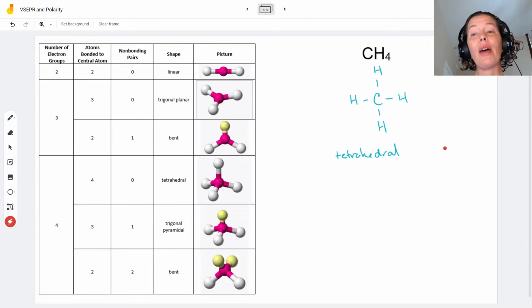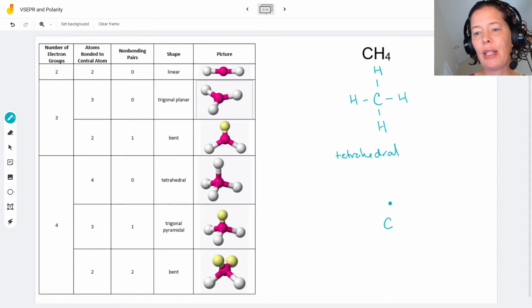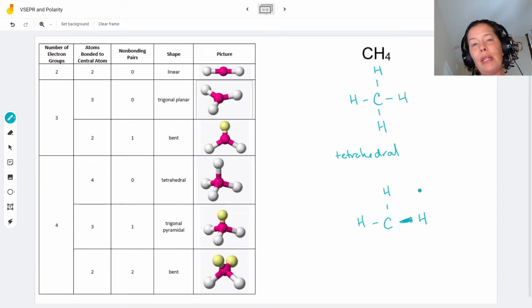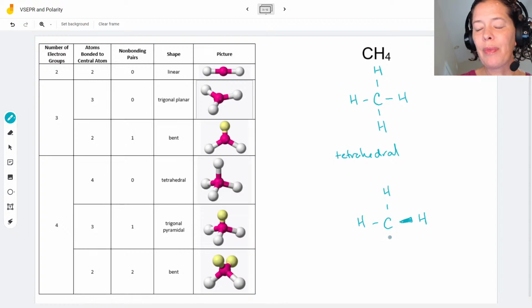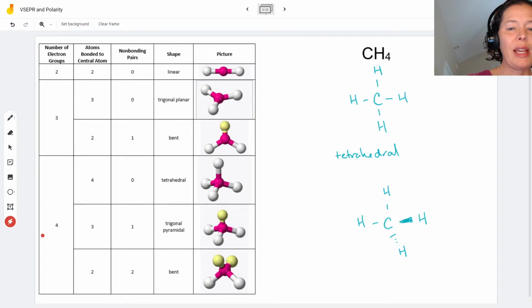Now, one way that we can represent this 3D shape on 2D paper or a 2D screen is often you will see methane written like this. And you'll see people use what's called a wedge and a dash. So the wedge means that hydrogen is coming out at you out of the paper. And the dash means that that hydrogen is back behind the paper or back behind the screen.